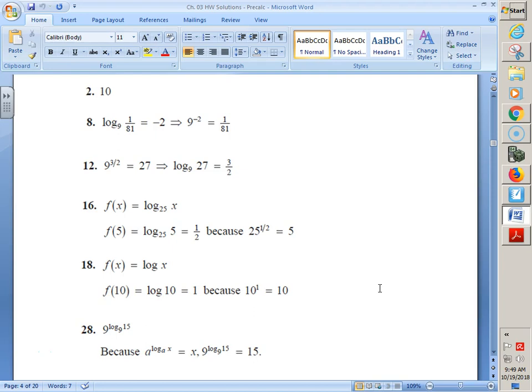But let's keep grading. So number 2 was supposed to be 10. Number 8 was supposed to be -2, because we can make 81 9 squared. Remember, we want the bases to match. But the problem is the 9 squared was in the denominator. What kinds of powers go in denominators? Negative. Good. So it had to be a -2, not a +2.